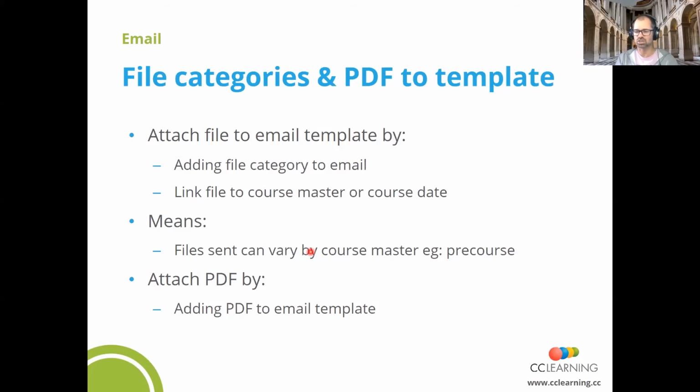So if you want to attach a different student handbook, depending on the course people are attending, some people might be international students, some might be domestic. In that instance, you might want to have a different handbook for the different students. And this is a pretty good way of doing that. You can keep the file category the same. You don't have to change all the emails, but you just have to attach the different files to the different course masters.